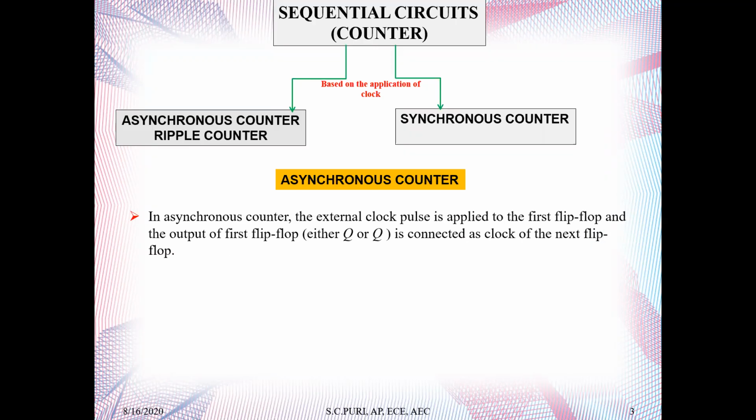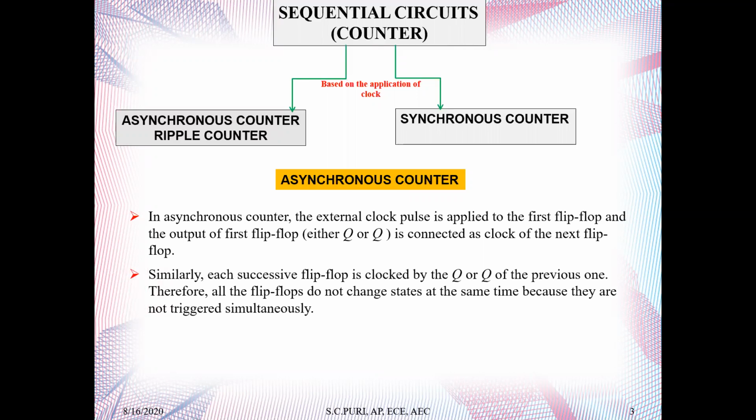In an asynchronous counter, the external clock pulse is applied to the first flip-flop, and the output of the first flip-flop, either Q or Q bar, is connected as the clock of the next flip-flop. So that is actually the asynchronous operation. That is, one output is the clock of the successive flip-flop. Similarly, each successive flip-flop is clocked by the Q or Q bar of the previous one.